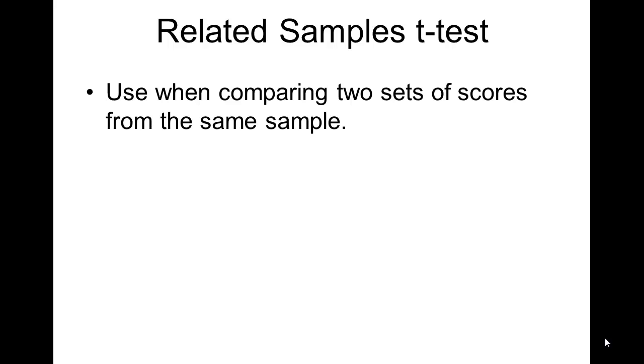Our final t-test is the related samples t-test. And the related samples t-test is what you're going to use when you have two sets of scores that came from the same sample. That means it's either the same person at two time points, or it might be two people who were paired, like a husband and a wife in research that's looking at couple satisfaction.